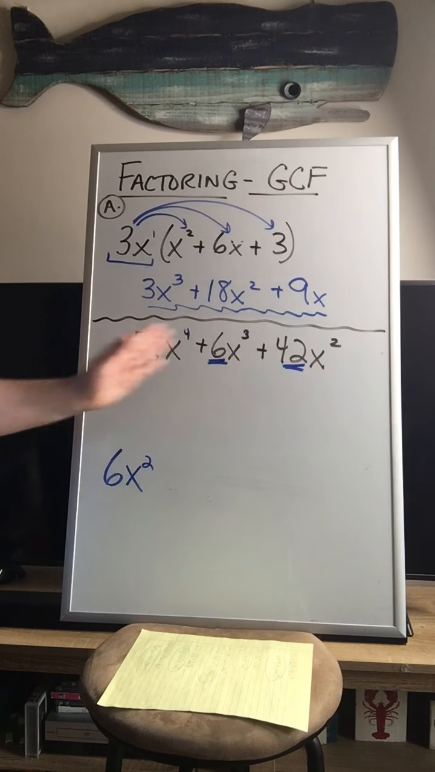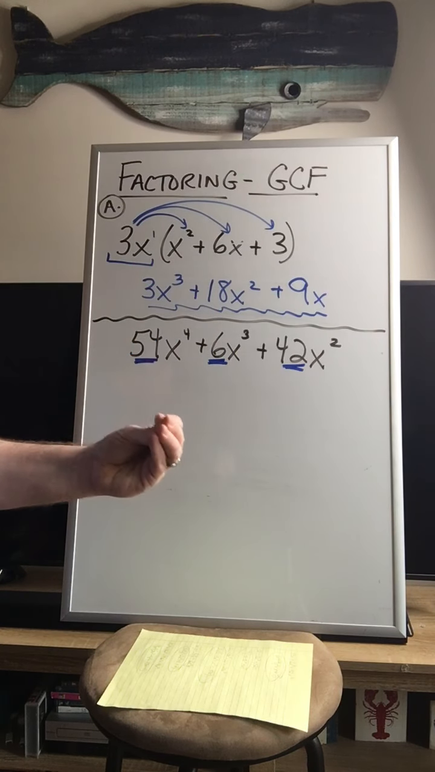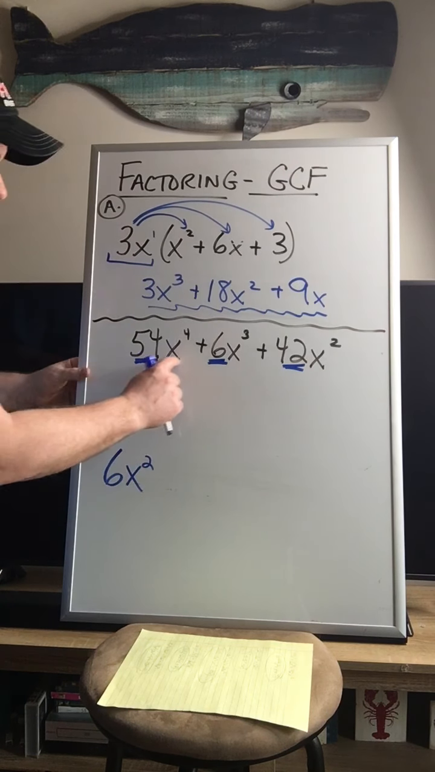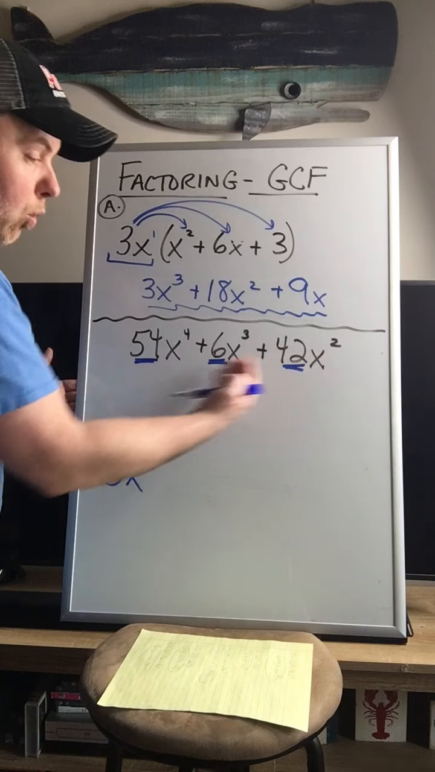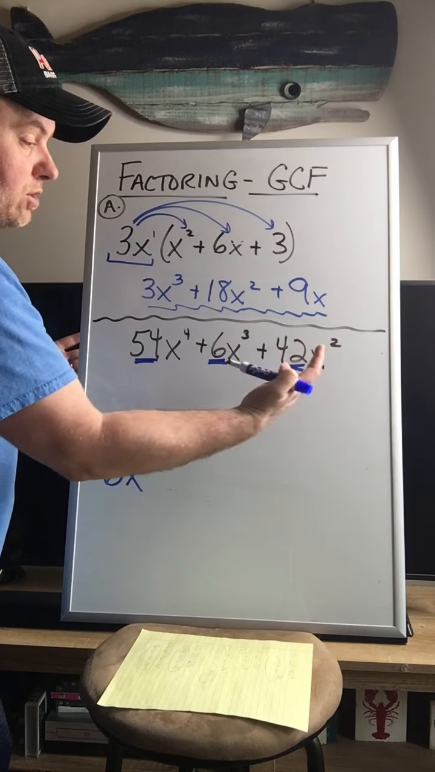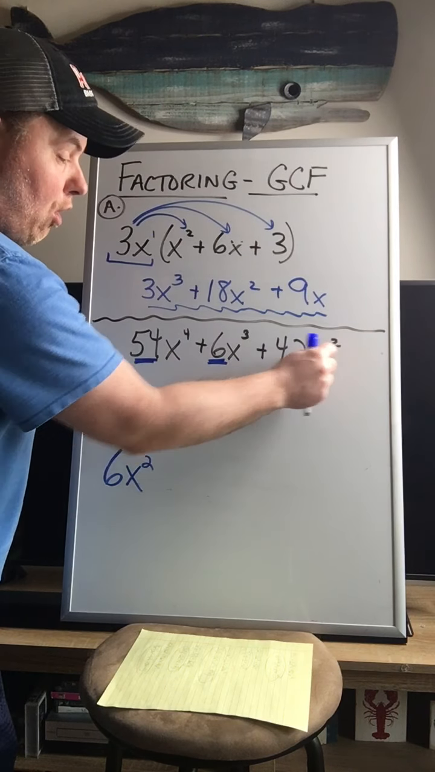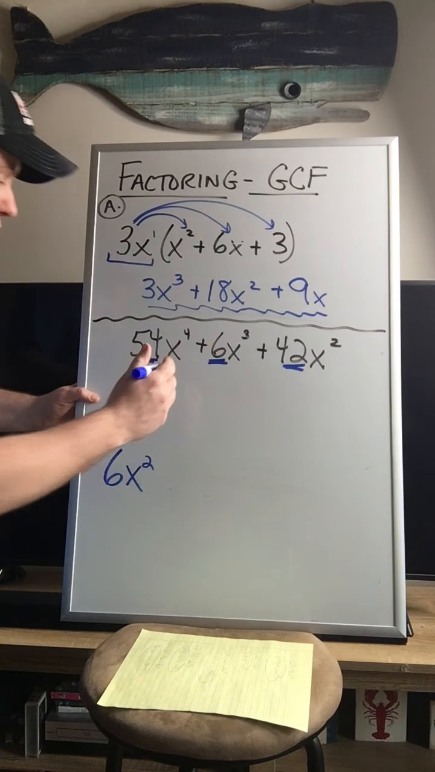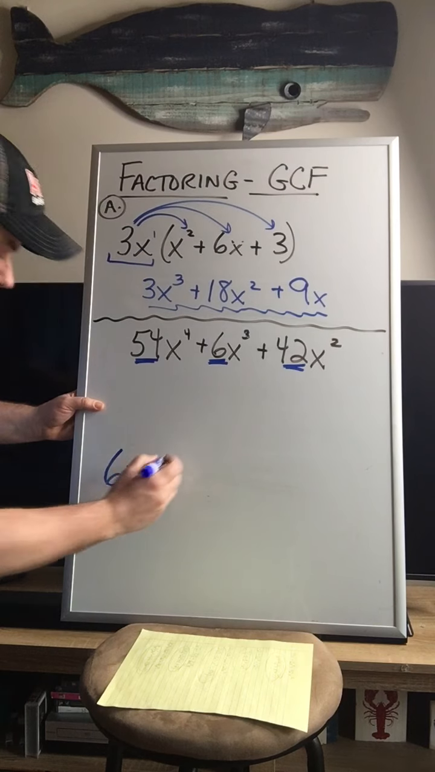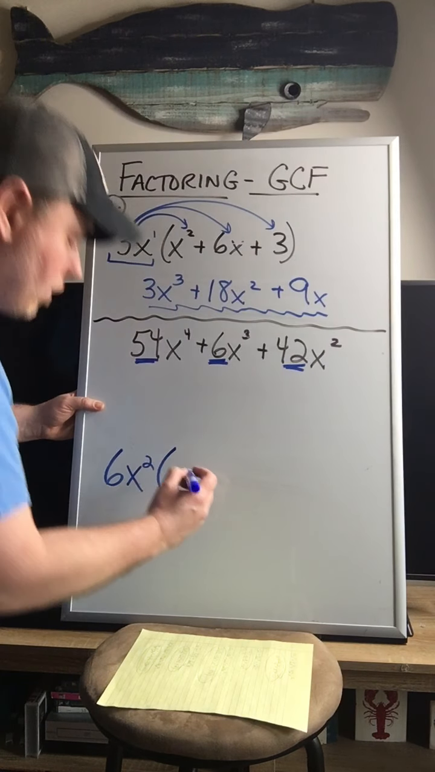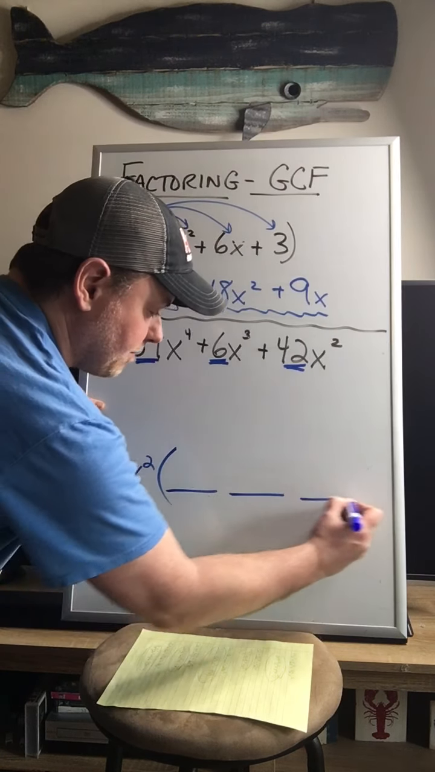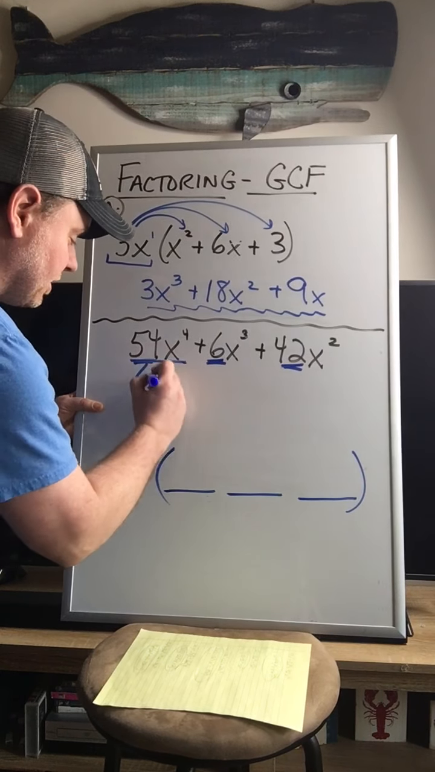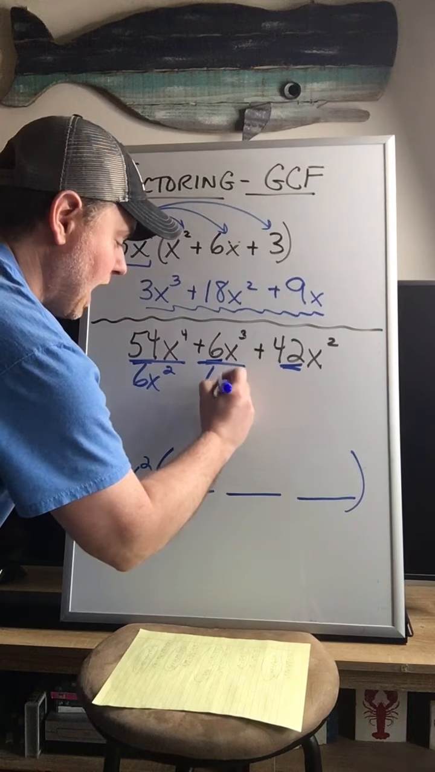So you look at the numbers and you say, what's the biggest number that will go into all three of them, which was 6. And then you look at the variables and you say, what do they have in common in regards to the variables? Well, they all have at least two x's in them. So this is our GCF. And now we want to get our remaining polynomial. So you're going to divide each of these by the GCF.